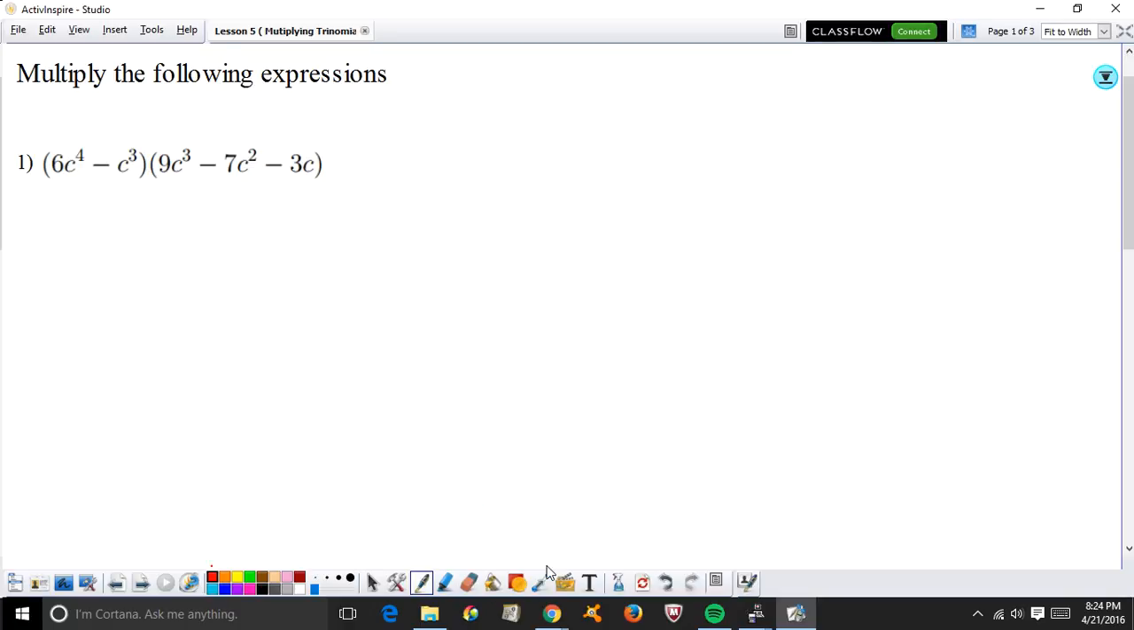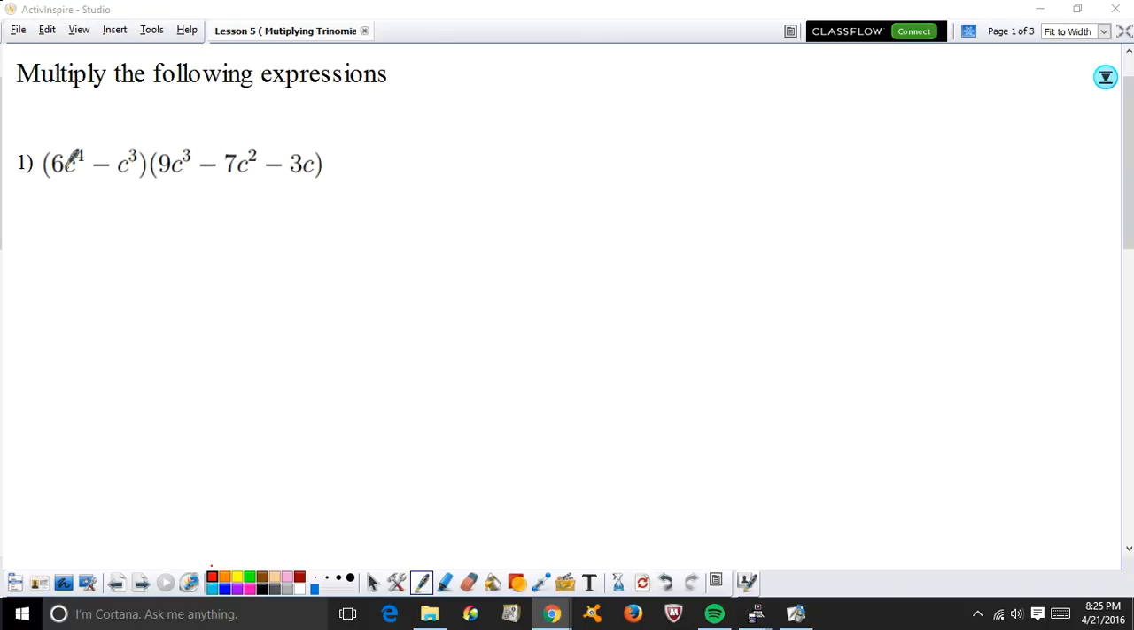Now, here we have a lesson about multiplying expressions. How do we multiply expressions? Again, on previous videos, we have seen that there's two ways for you to multiply. Either we multiply using the box method, or we multiply by using distribution. Here, we're gonna practice distribution.